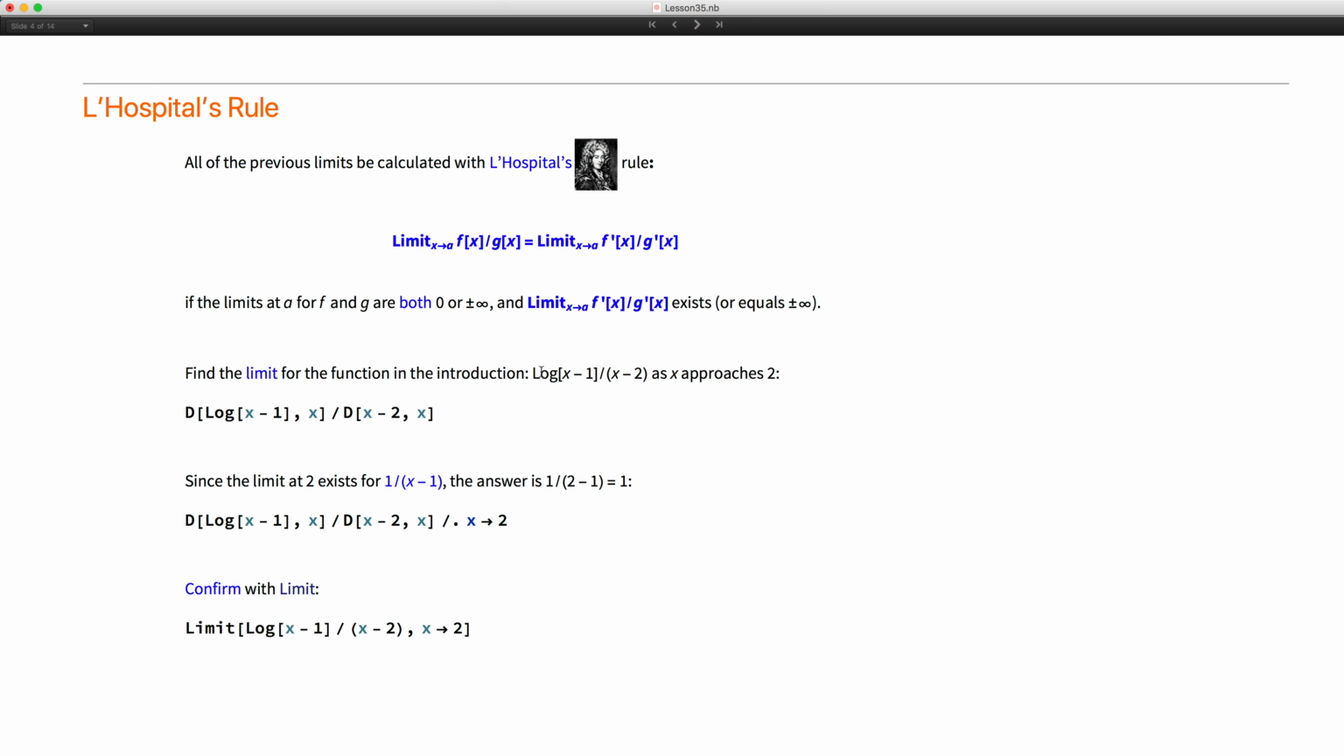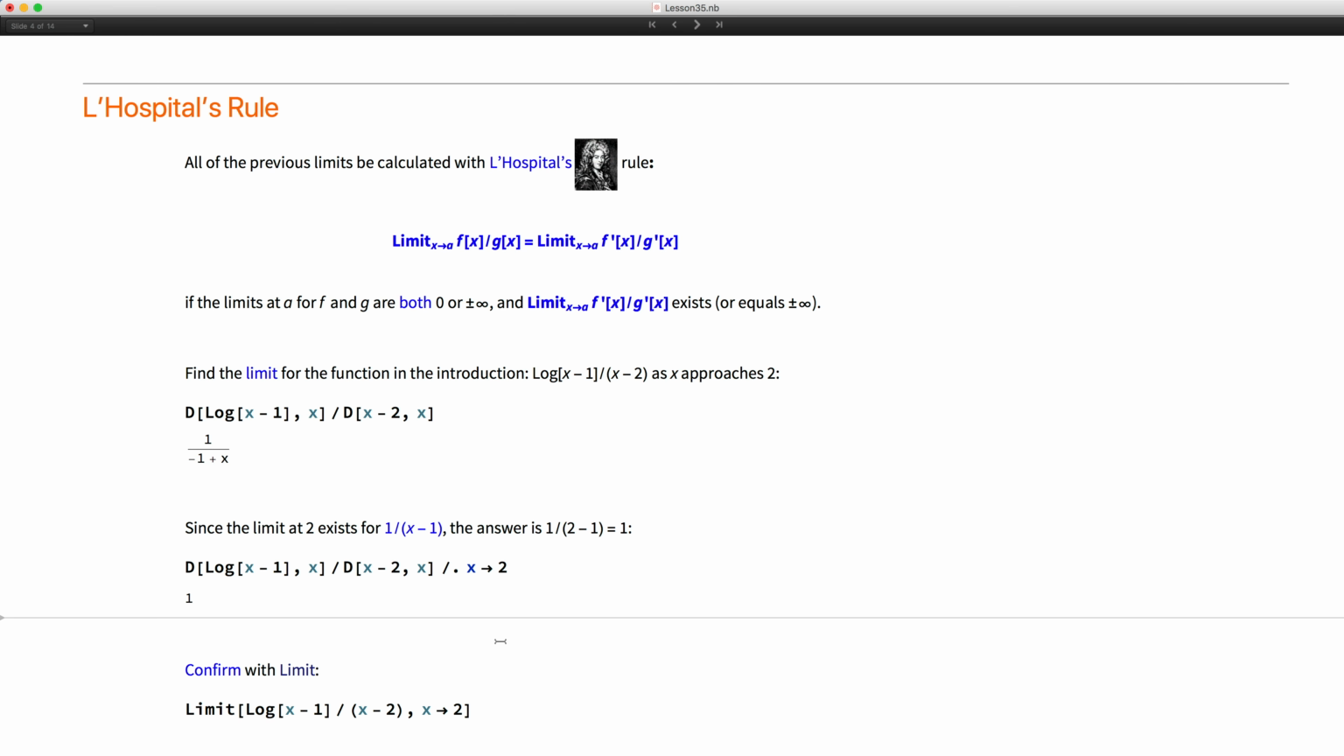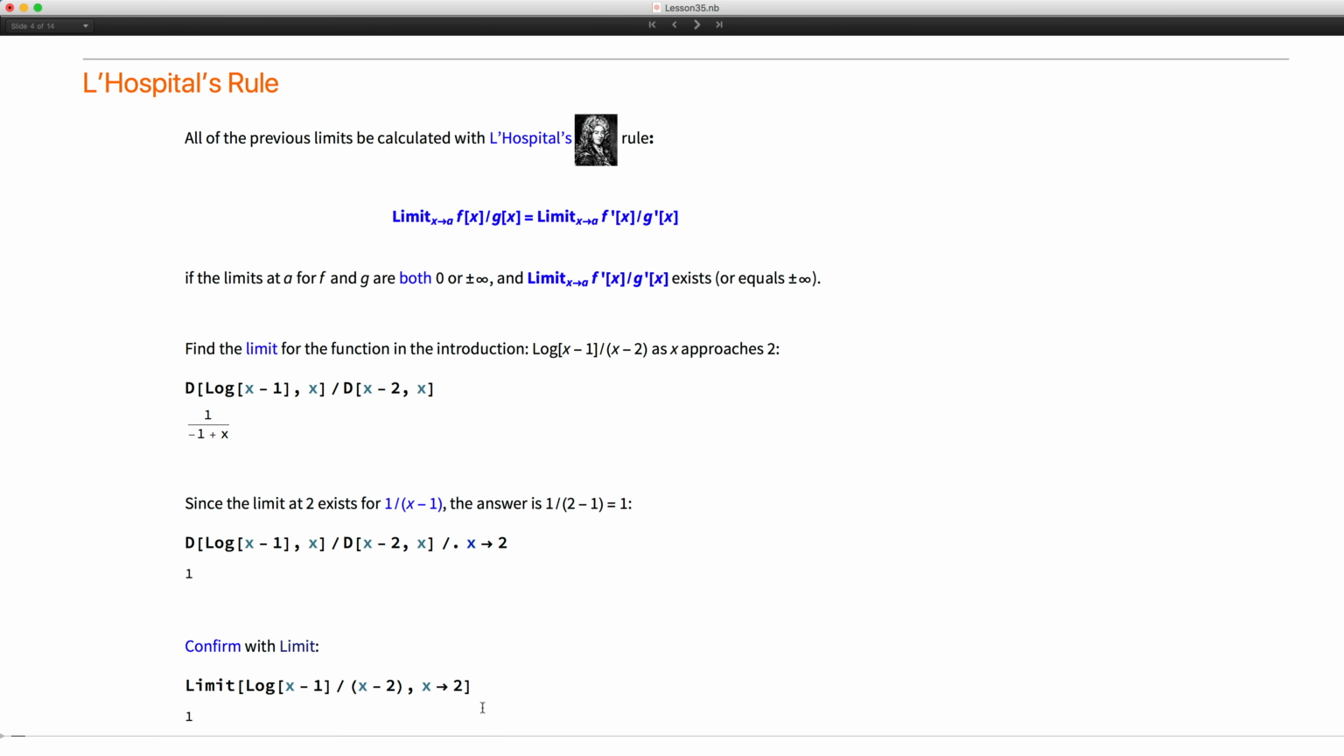So for example, in our function from the introduction, you had log of x minus 1 over x minus 2 when x approaches 2. And you see over here that when you actually take the derivative and take a ratio, things are much better. You can plug in x equal to 2 and you get back the answer 1. You can confirm the answer with limit and you do get back the same result, 1. So L'Hopital's rule is a very powerful rule. It says if you need to find the value of the limit of f over g, you simply find the derivatives of the numerator and denominator separately and then plug in the values if that works.